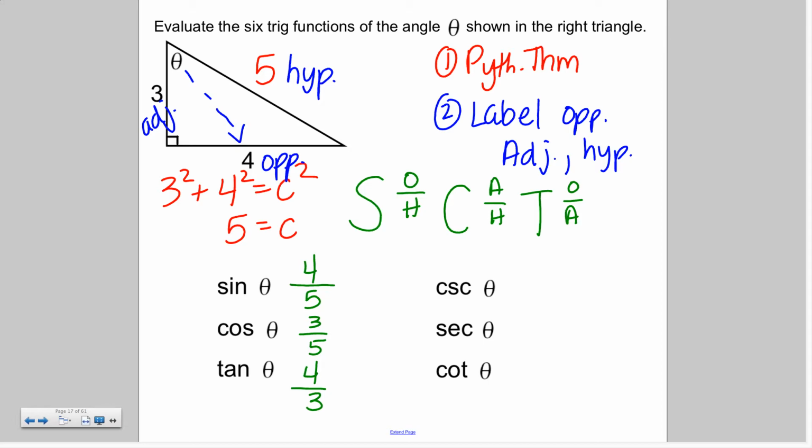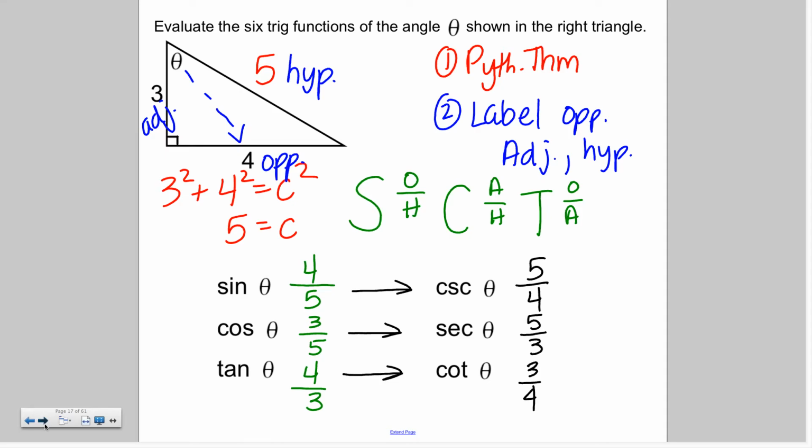Alright, so now I'm going to find their inverse, or their opposite. To find my cosecant, I flip sine over. To find secant, I flip cosine over. And to find cotangent, I flip tangent over. So there's my 6 trig functions, my 6 trig ratios.